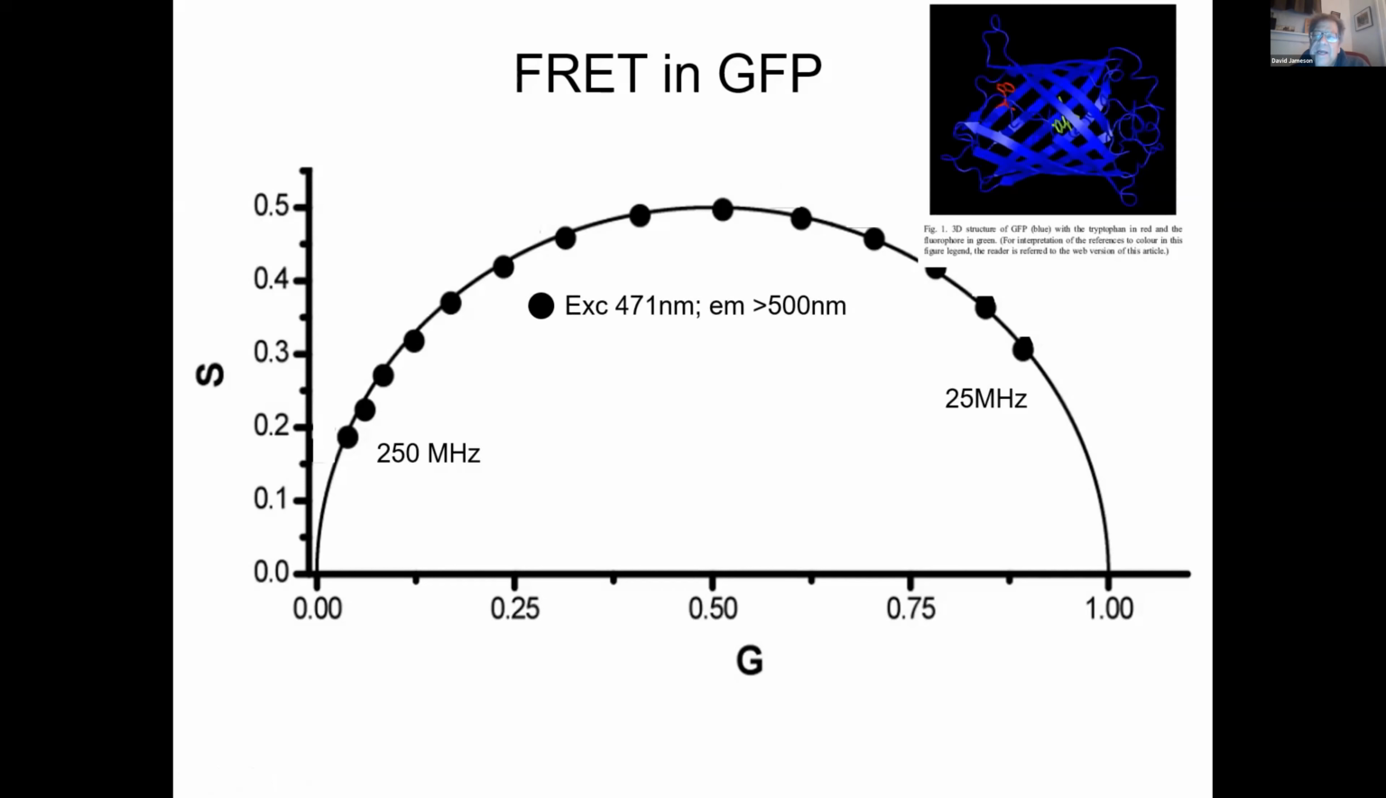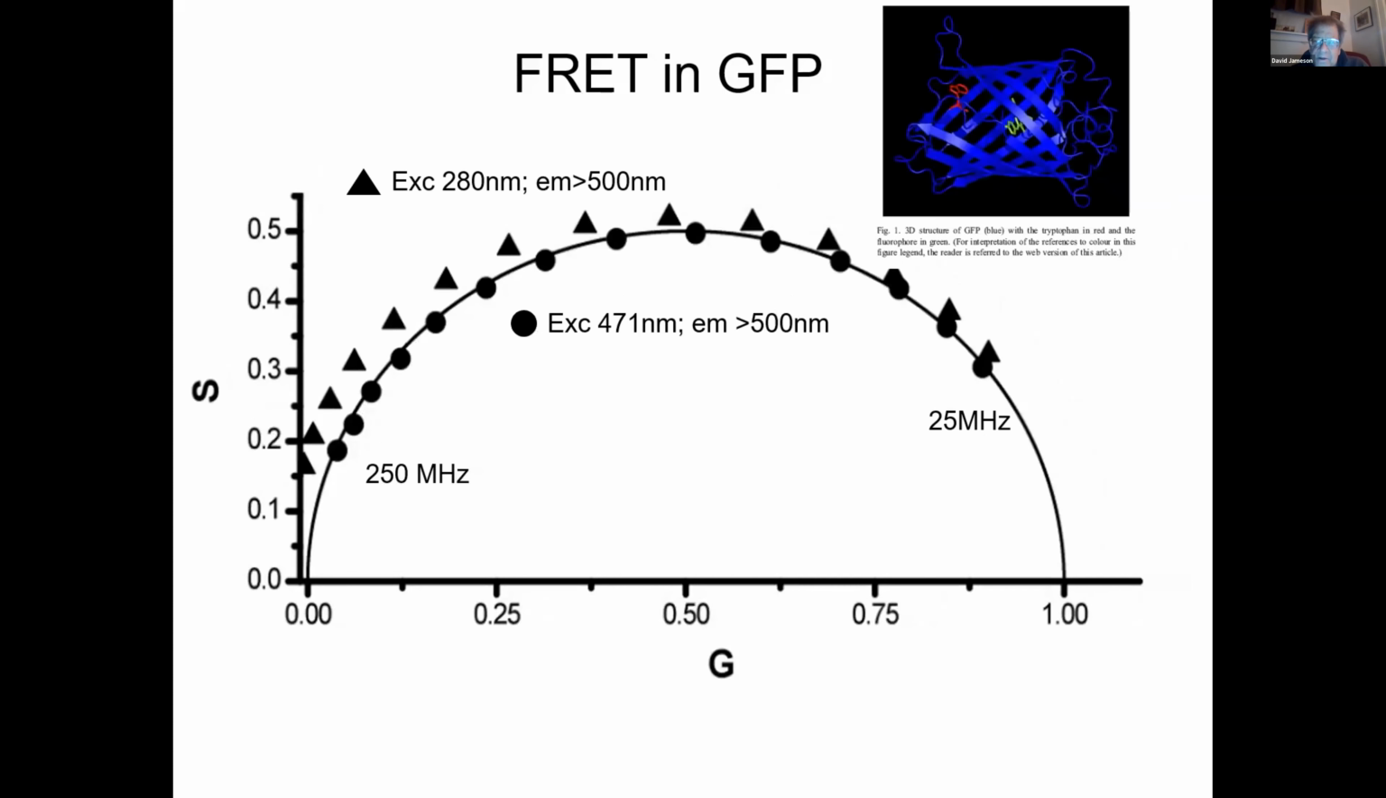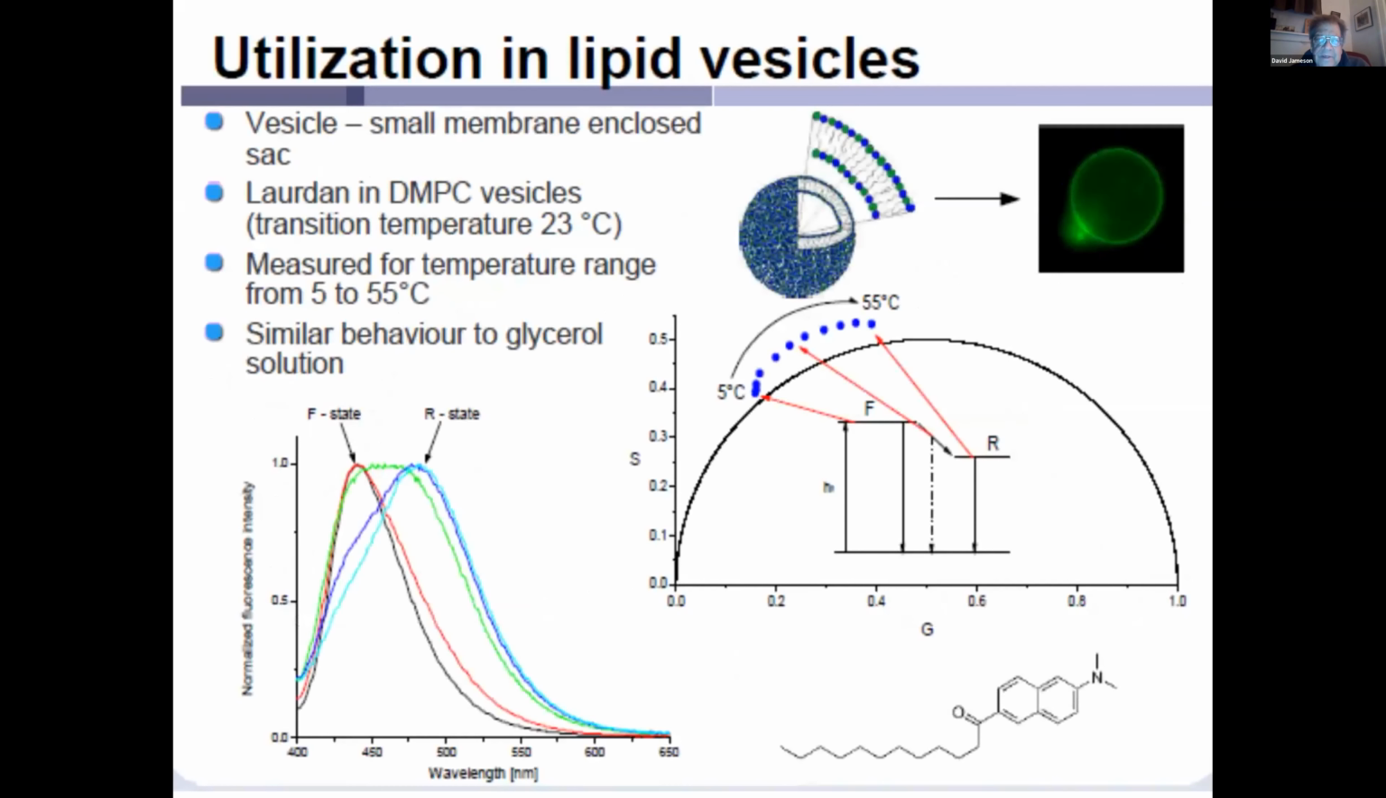Now, though, we're going to excite at 280, which excites the tryptophan. But again, look at the phasor points from the chromophore, and they're outside the universal circle. They can only be outside if there was an excited state process. So this proves, yes, there's energy transfer, and it's very difficult to show that any other way. So this illustrates one of the powers of the phasors.